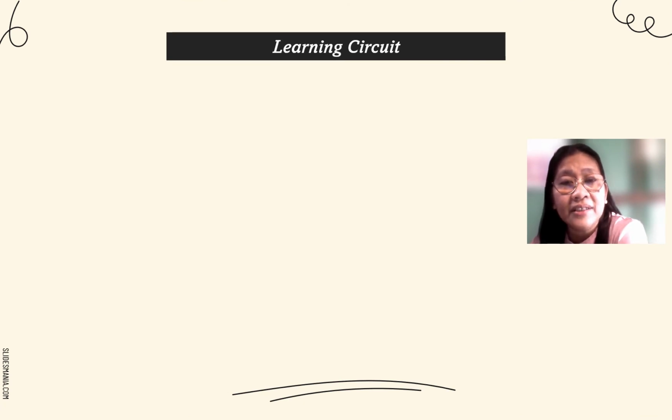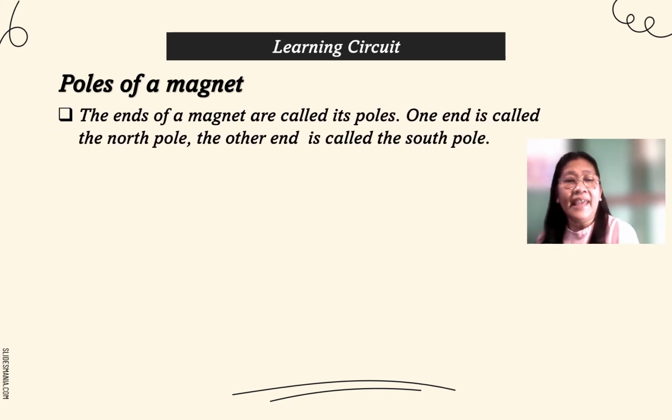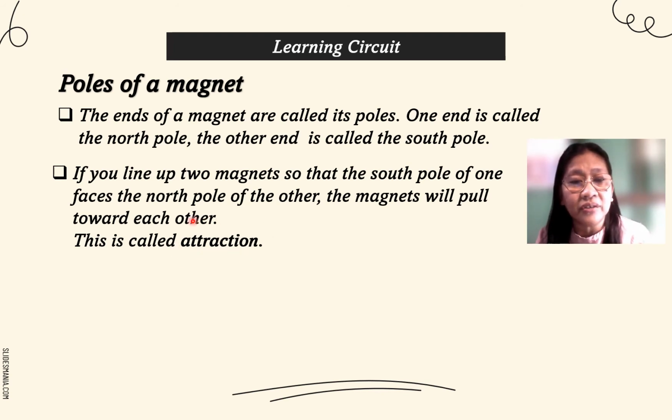So for your learning circuit, poles of a magnet. The ends of a magnet are called its poles. One end is called the North Pole and the other end is called the South Pole. If you line up two magnets so that the South Pole of one faces the North Pole of the other, the magnets will pull toward each other. This is called attraction.